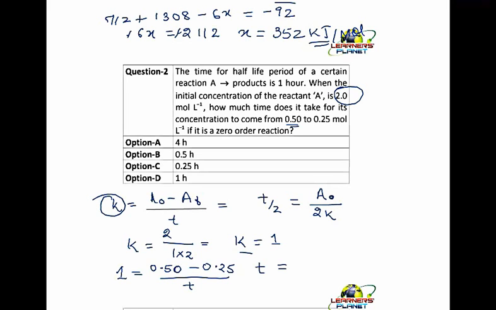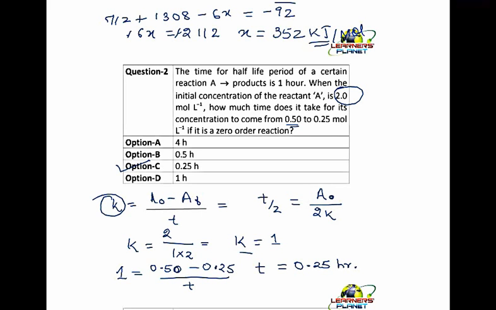So how much time is it taking? It is 0.25 hours. You can take it that this is also a half-life. If you know K is 1 and the initial concentration is 0.5, what will be the half-life? That is divided by 2. That is also the simplest thing.